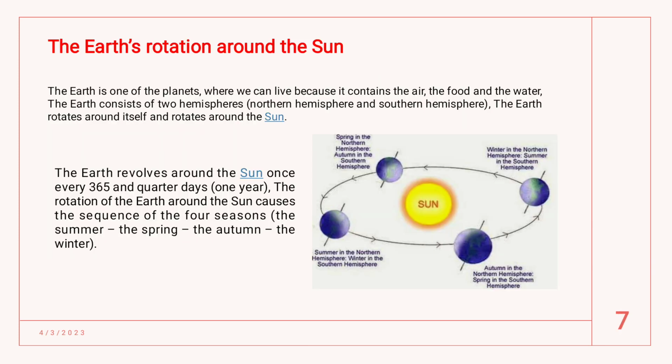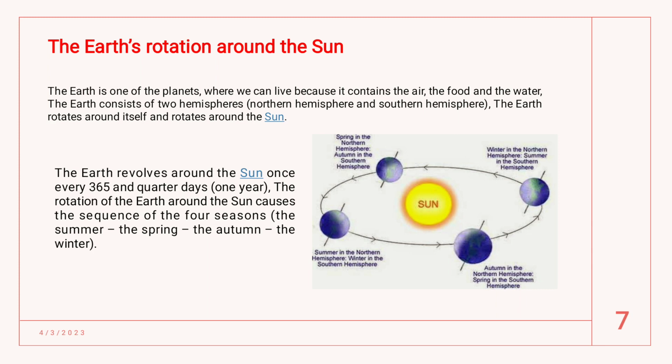And next, how Earth rotates around the sun. Earth is one of the planets which contains air, water, food, soil, etc., where human beings and many living organisms can live. It consists of two hemispheres, first the northern hemisphere and also the southern hemisphere.